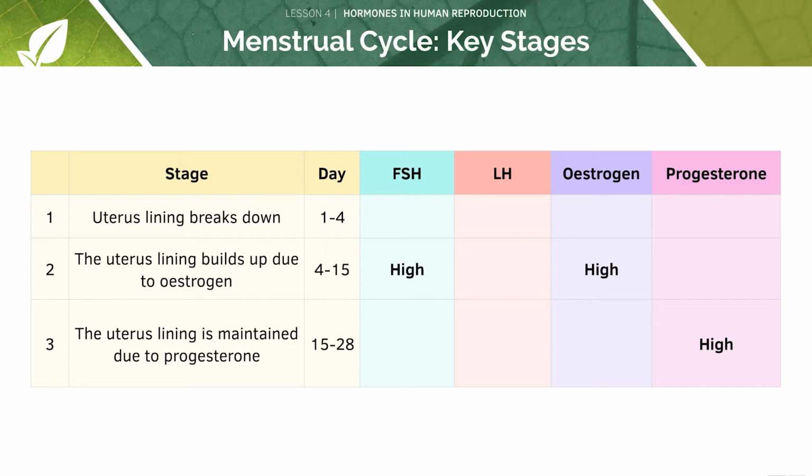So regarding the uterus lining, it breaks down between days 1 to 4. Then the uterus lining begins to build up due to the hormone estrogen, and this happens between days 4 to 15. And we can see here that both FSH and estrogen are high at this stage. Then the uterus lining is maintained due to progesterone between days 15 to 28. So our progesterone concentration is high.